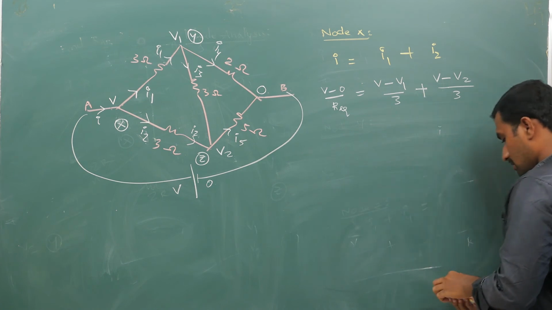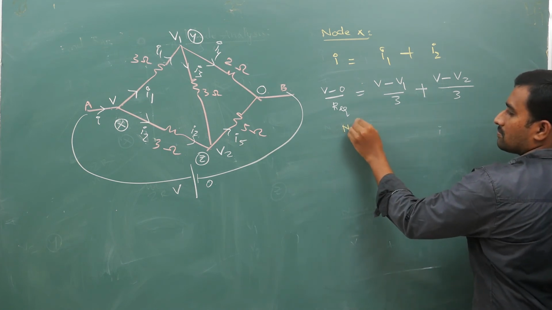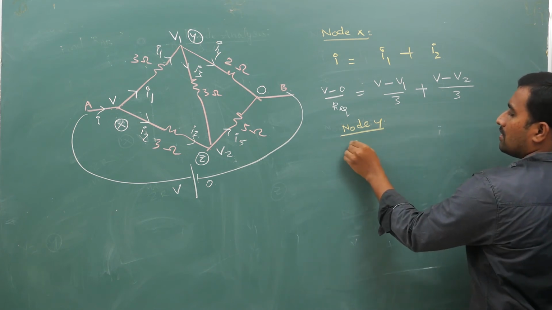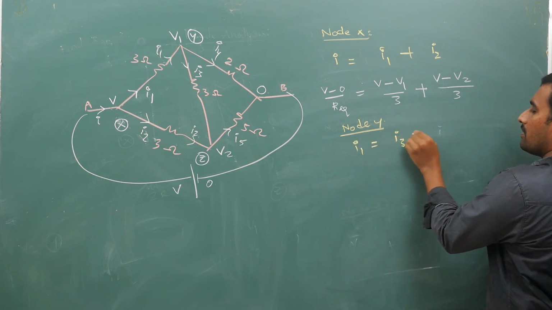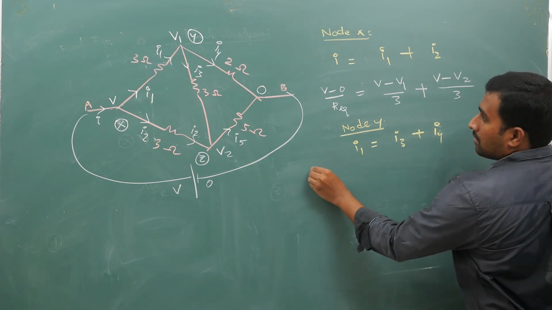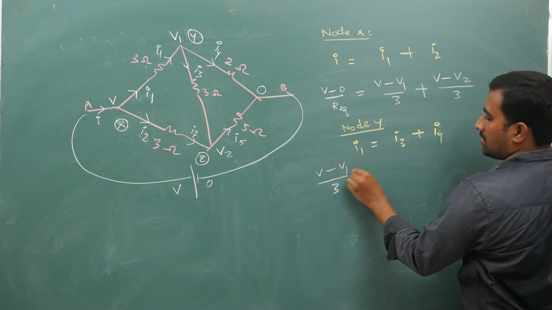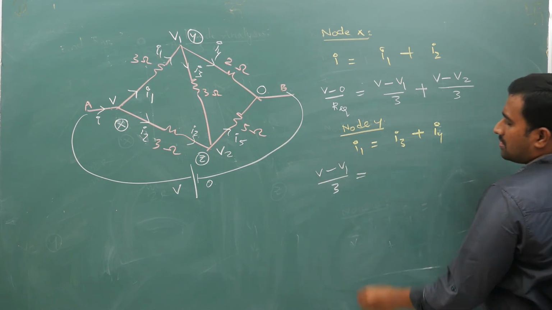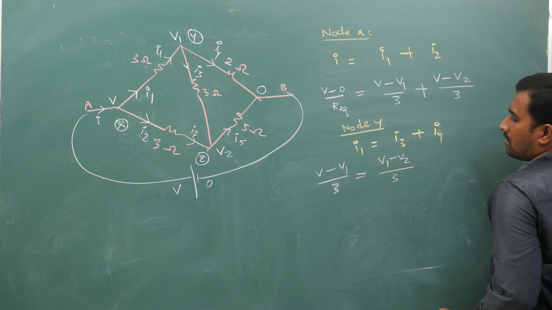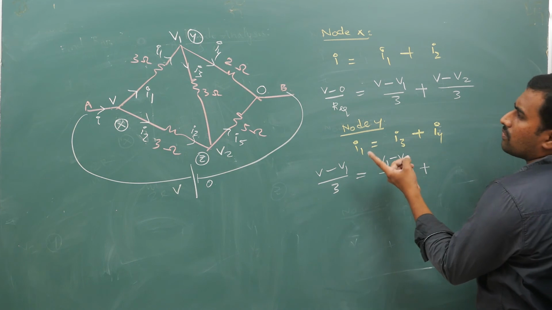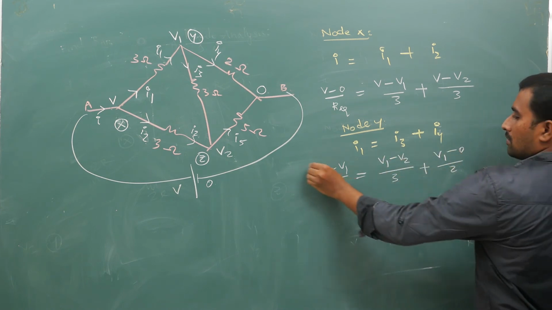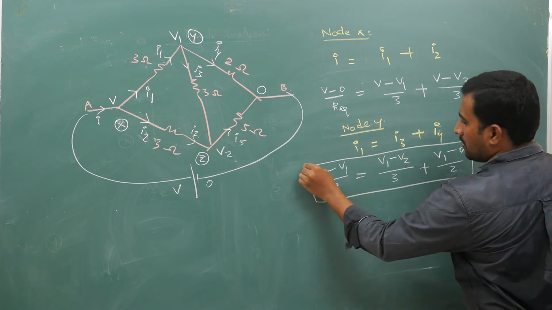Next node Y. I1 is equal to I3 plus I4. What is I1? (V minus V1) by 3, that is equal to what is I3? (V1 minus V2) by 3, plus what is I4? (V1 minus 0) by 2. Next node Z.